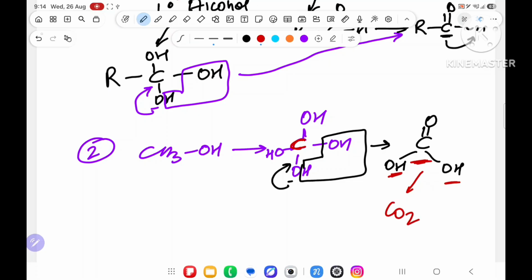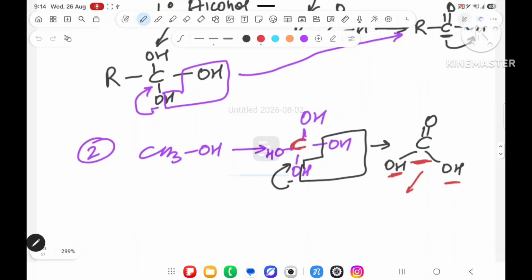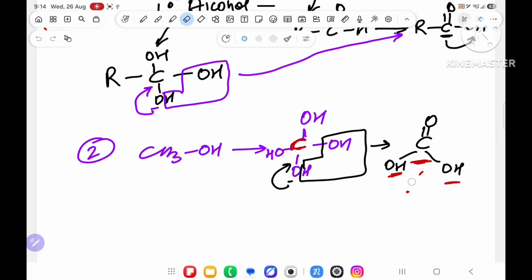How, sir? I didn't understand it. Tell me. See, again, what is the rule over here? The rule is that, suppose, understood the point. Suppose 2 OH, first water will go, again water will go from here.